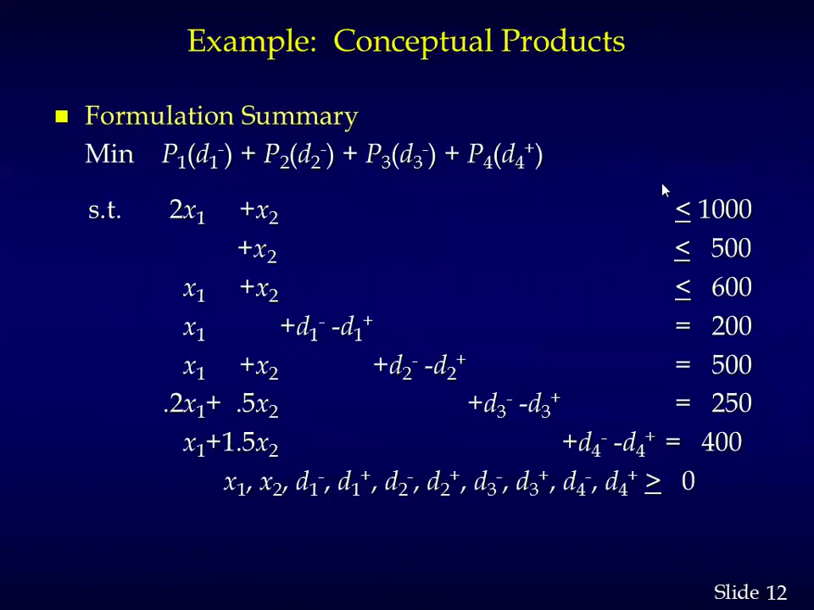Anyway, no problem. So finally, we write it like this. Minimize P1 d1 minus, P2 d2 minus, P3 d3 minus, P4 d4 plus. So what you're minimizing at each stage, and P1, P2, P3, P4 represent the priority levels. If there are some at the same priority level, we also have to put weights there. And functional constraints: 2x1 plus x2 less than or equal to 1,000, x2 less than or equal to 500, x1 plus x2 less than or equal to 600. The rest we've already discussed, so it's all just putting it together.